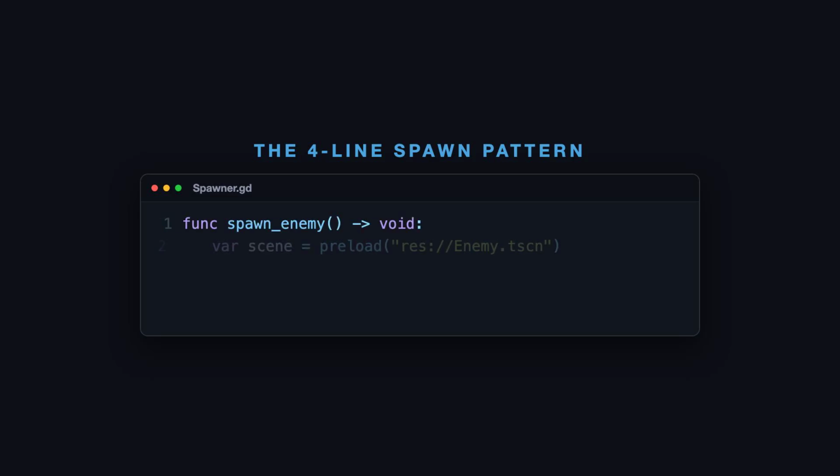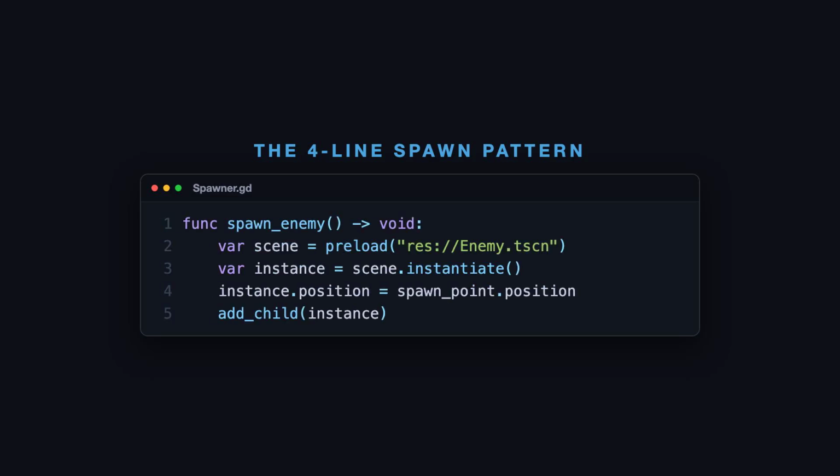Here's the entire pattern, and it really is 4 lines. Line 1, preload the scene you want to spawn. That could be an enemy, a bullet, a coin, a particle effect. Anything you saved as a scene file. Line 2, call Instantiate on it. Preload hands you a blueprint. Instantiate stamps out one real, live copy of that blueprint, sitting in memory, ready to use.